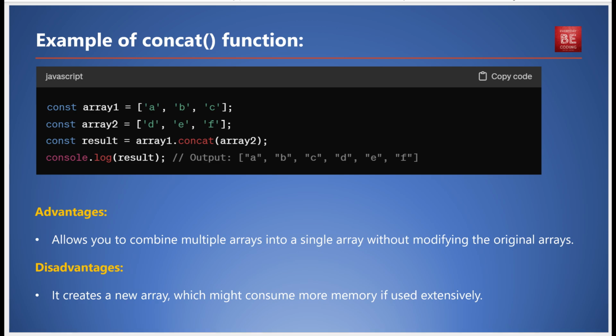Let's say you have two arrays, array1 with the elements A, B, and C, and array2 with the elements D, E, and F. To merge these two arrays, you would use the code const result = array1.concat(array2). The output would be A, B, C, D, E, F. The concat method is great for combining arrays without modifying the originals, but remember that it creates a new array, which might consume more memory if used extensively.